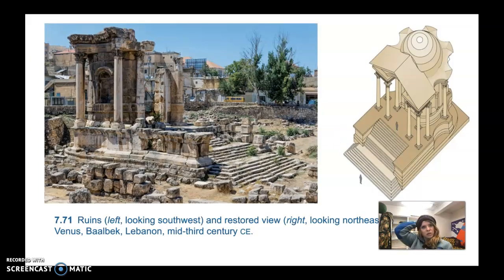Okay, so we'll take a look at these ruins, and also the restored view to the right of the Temple of Venus in Lebanon, 3rd century. I believe that's Baalbek, Lebanon. This is a significant work because it's an example of architecture during the 3rd century that's really deviating away from the classical Greek influence. We keep on seeing that more and more as we move on through the late Empire, that deviation away from the classical Greek influence.